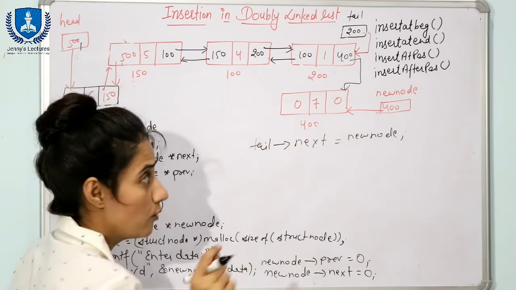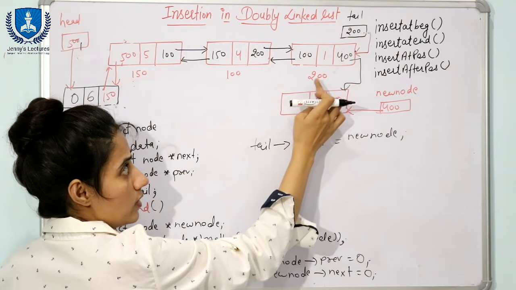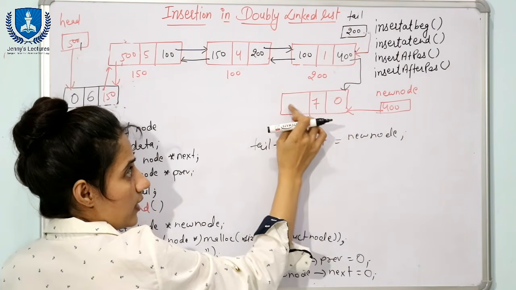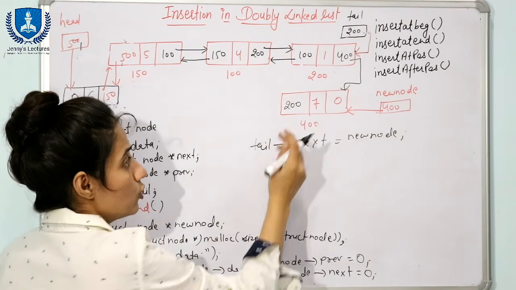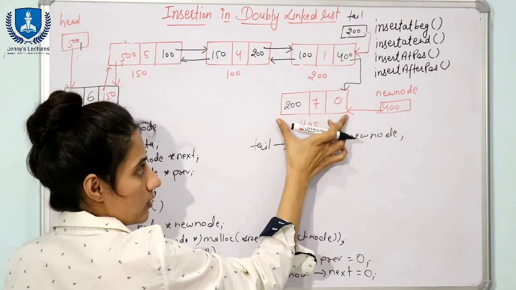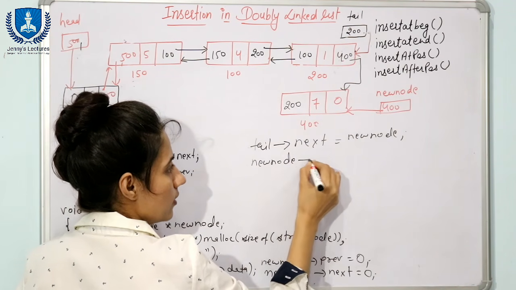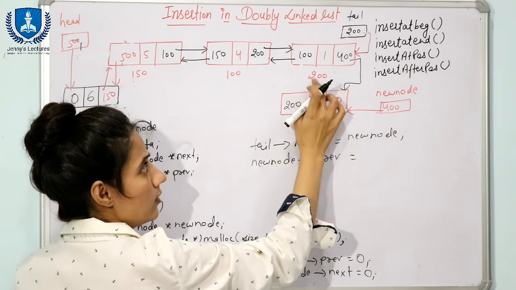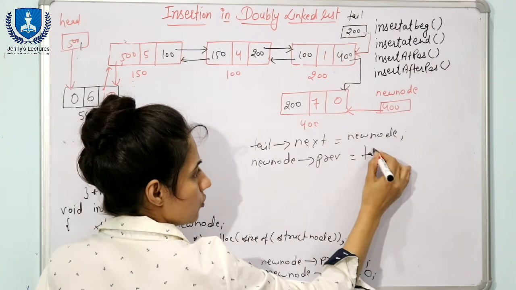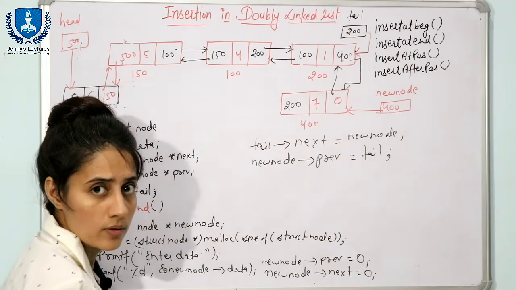Another thing you have to take care of is the previous of the newly created node. Here you will store the address of the previous node, that is 200. So how can you access this part? The pointer to this node is new node. So here I can write new node, and the name of this part is previous, is equal to, from where can I get 200? Tail is containing 200, so here I can write tail. So now this is also pointing to this node.